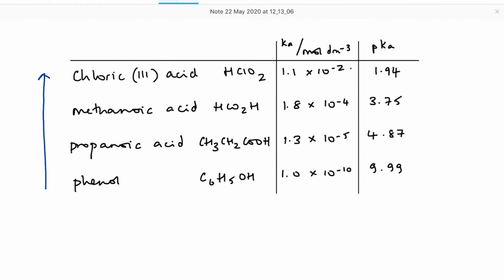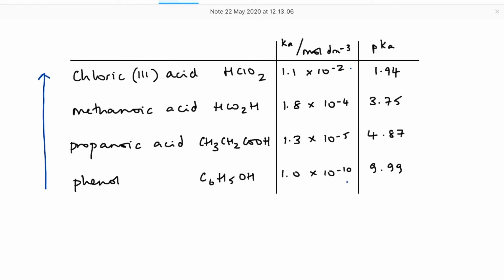Chloric acid is a very strong acid, and as a result, we can see that it has a high degree of dissociation, 1.1 times 10 to the minus 2. Phenol, on the other hand, is a very, very weak acid. It has a Ka value of 1 times 10 to the minus 10, which implies that the position of equilibrium lies very, very strongly to the left, and it's hardly dissociated at all.